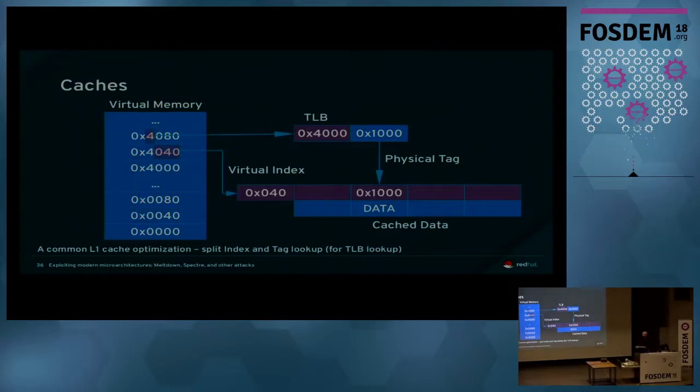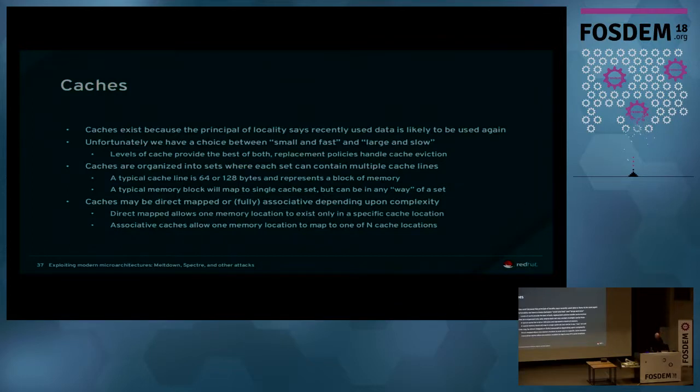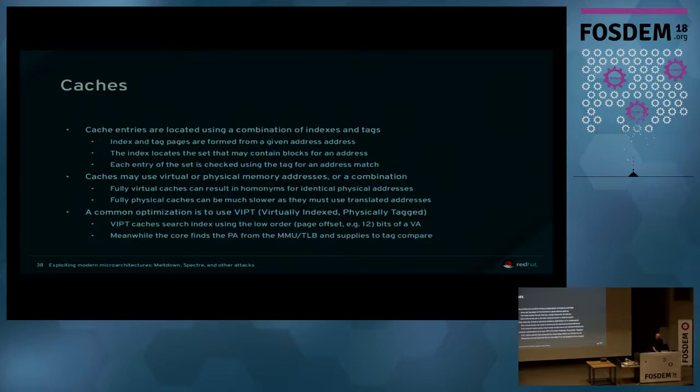I'll probably skip this slide, but this is an optimization of how modern high-performance caches are implemented that you can read a bit more about later on if you're interested. This will tell you, for example, if you ever wondered why a level one cache is 32 kilobytes in every CPU with 4K pages, this will tell you why. You can read it later. Let's keep going. Okay, I'm going to skip how caches work.